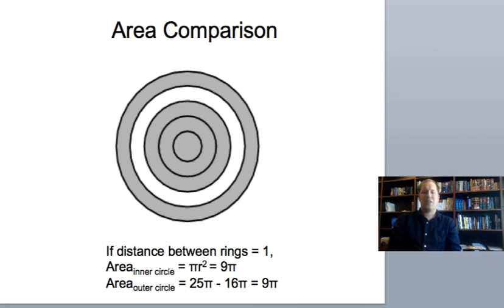Well, if it doesn't make sense to you when you're looking at it, take a look at the math below. Pi r squared is the area of any circle, and let's assume that the distance between rings is 1. Then in the outer ring, the amount would be the total area subtracting the internal circle, and the internal circle would be 3 squared pi. So that's 9 pi for the inner circle. The outer circle minus the inner circle is likewise 9 pi. Crazy, right?